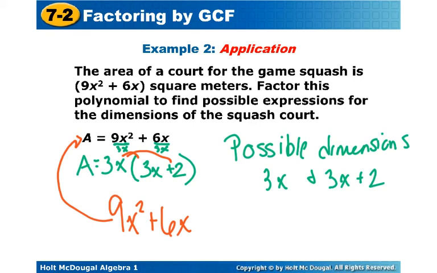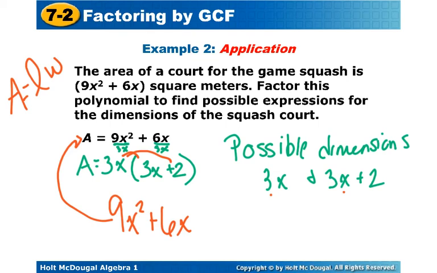Okay, so remember, you're just using your area formula of length times width. So you're finding what the length is and what the width is. And it could be either or. Like your length could be 3x and your width could be 3x plus 2. Or it could be reversed, where your length is the 3x plus 2 and your width is 3x. So that's why I'm not assigning one to the length and one to the width. I'm just saying that the possible dimensions are the 3x and 3x plus 2.